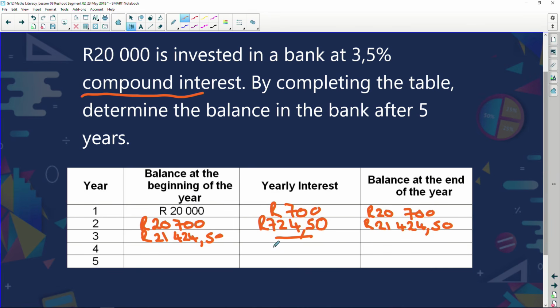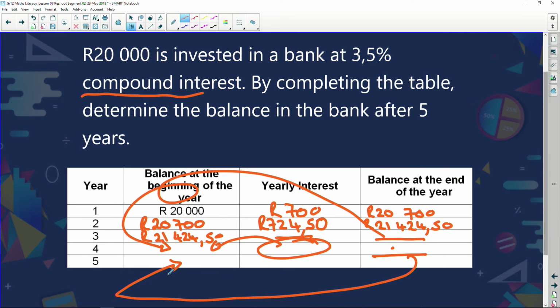Add them together, get another answer, put that answer over here. Find the interest based on that. This one comes from adding both these figures, get an answer. Take that answer, put it in here. Calculate the interest based on that figure. Do you understand? And we could do this for years and years.